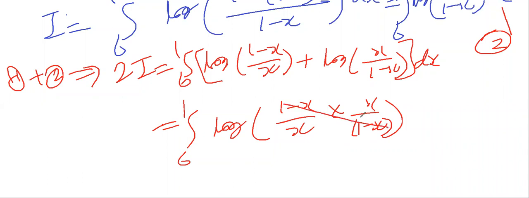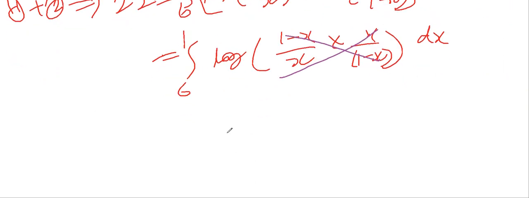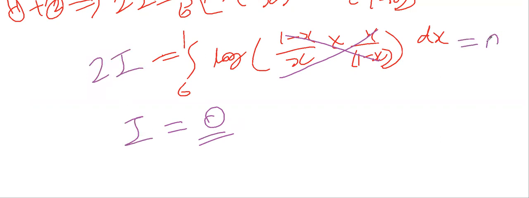So this dx. Okay, so this cancel, this cancel. So what you will get? You will get log 1. What is log 1? Log 1 is 0. So your answer is 0. Got it? So answer of I will be 0. This is 2I. ये 0 है, तो I will be 0. Clear?